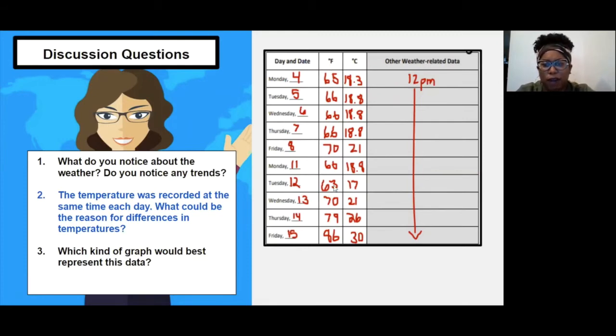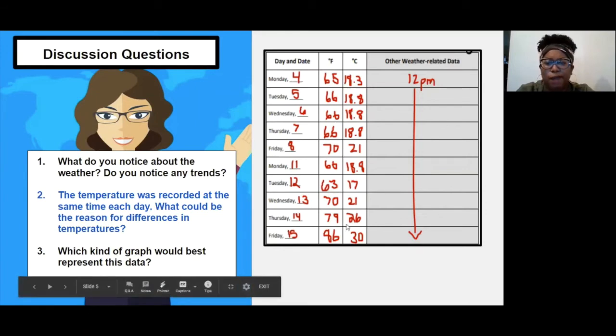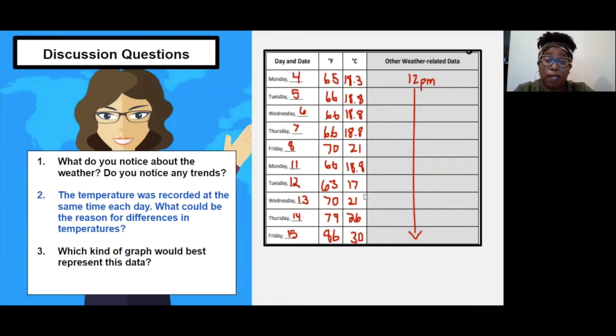Let's look at the Fahrenheit. For me, the temperature seemed to have increased by Friday of each week. Okay. I also noticed that it was about 66 degrees for 4 days. Right. See a lot of increasing and then decreasing in temperatures throughout the week. So those were the kinds of things you could have discussed with your partner or your family member.